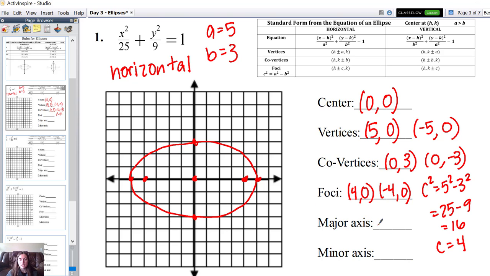Now for the major axis, that's the equation of the line that connects the vertices. So we have vertices that are both on the x-axis, so we need the equation of this line. Since it's horizontal, it's going to be y equals, and the value of y on the x-axis is 0. The minor axis connects the co-vertices, so in this case our minor axis is at x equals 0.